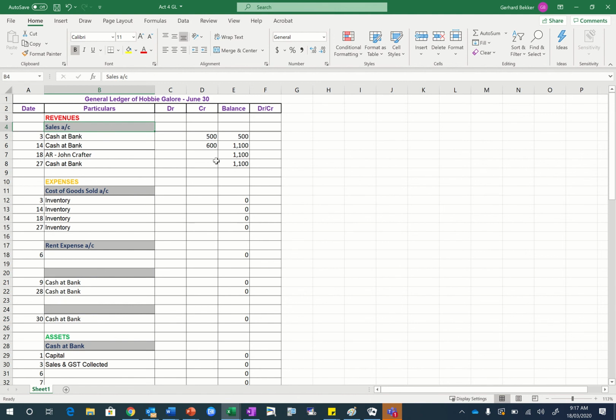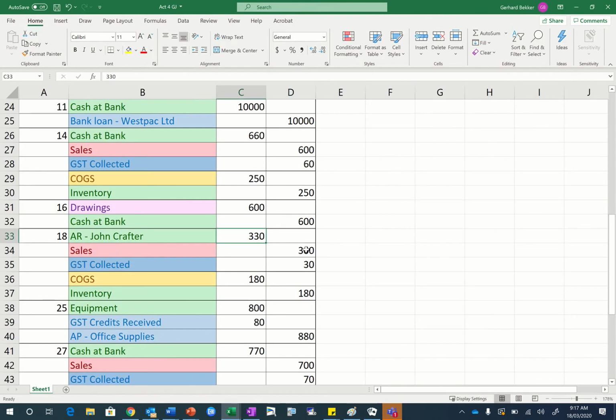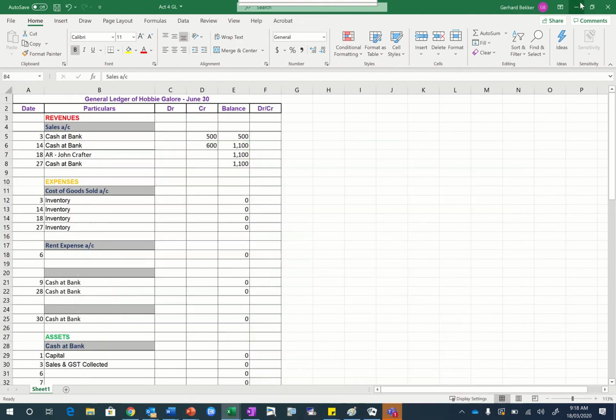But I have to give particulars. I need to know where this money came from and how much did we sell to John Crafter. Let's have a look. To him, we sold $300 worth of sales, not $330, $300. That $330 is sales and GST collected, so it has these two things added to it. Of that $330 that we debit his account with, $300 of which was sales. So our entry is $300, not $330, because that's how much sales we had.